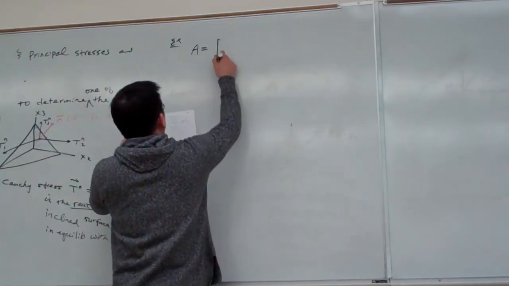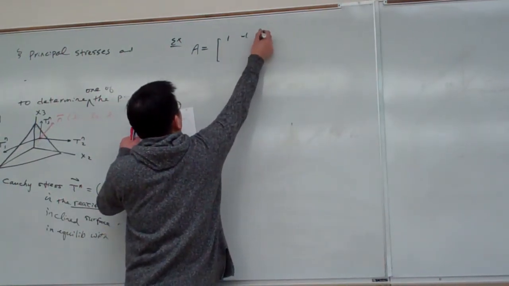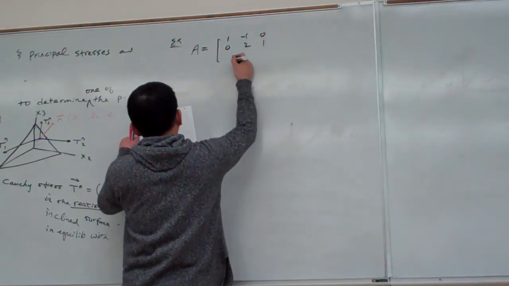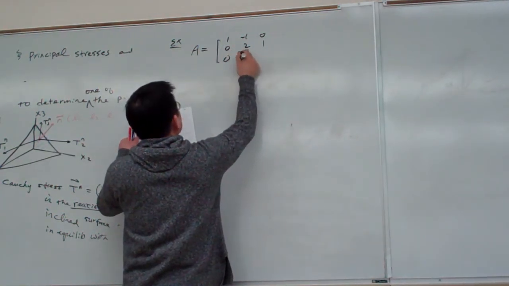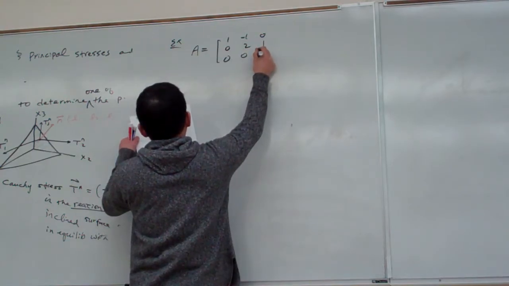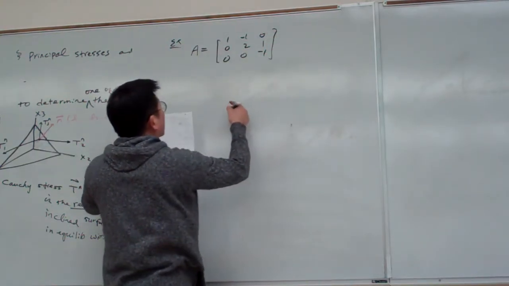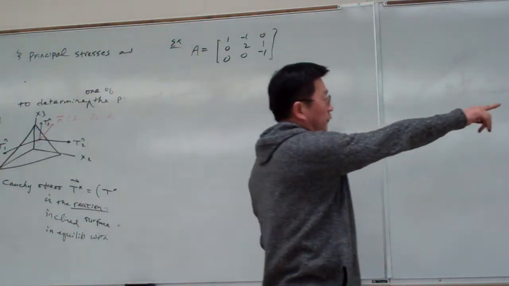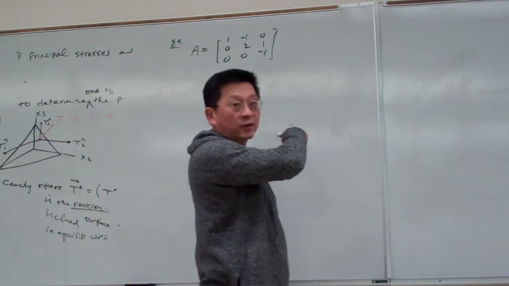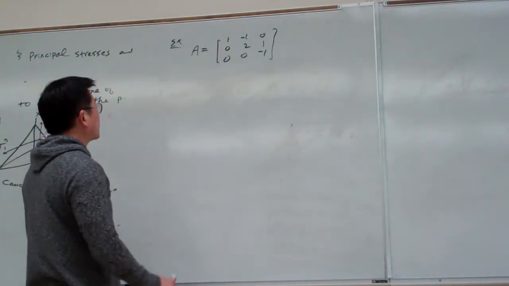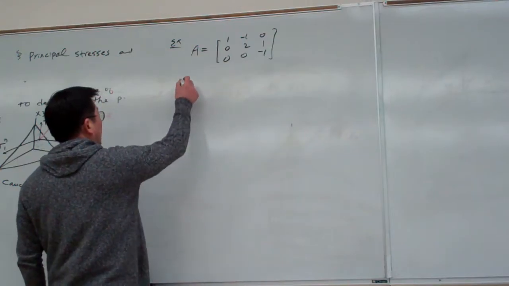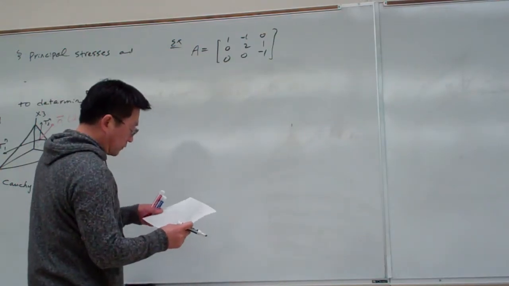So say A equals [1, -1, 0; 0, 2, 0; 0, 0, -1]. Okay, this is not a stress matrix. I simply review the eigenvalue problem, so this one I just pick one here. Okay, so to find its eigenvalues and eigenvectors.